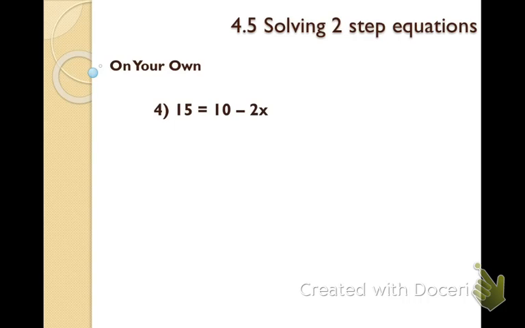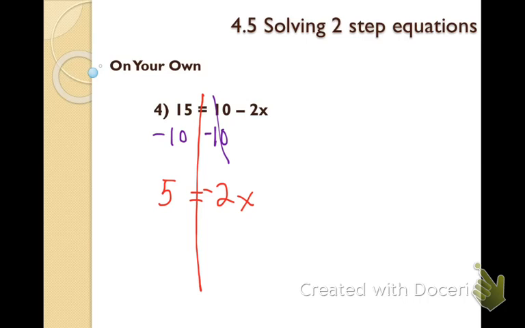And last example. It's already simplified. Okay, so first thing I want to do is I want to subtract 10 from both sides. 10 minus 10, 0. I'm left with negative 2x over here. 15 minus 10 is 5.